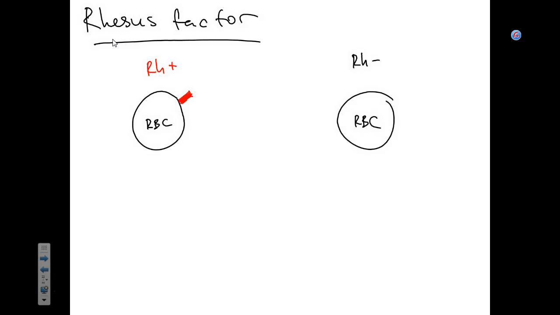We have no pre-existing antibodies to rhesus factor. Sorry. Red blood cell. Okay? So we have no pre-existing antibodies to rhesus factor. Neither rhesus positive people nor rhesus negative. Now what will happen if you mix rhesus positive and rhesus negative blood?